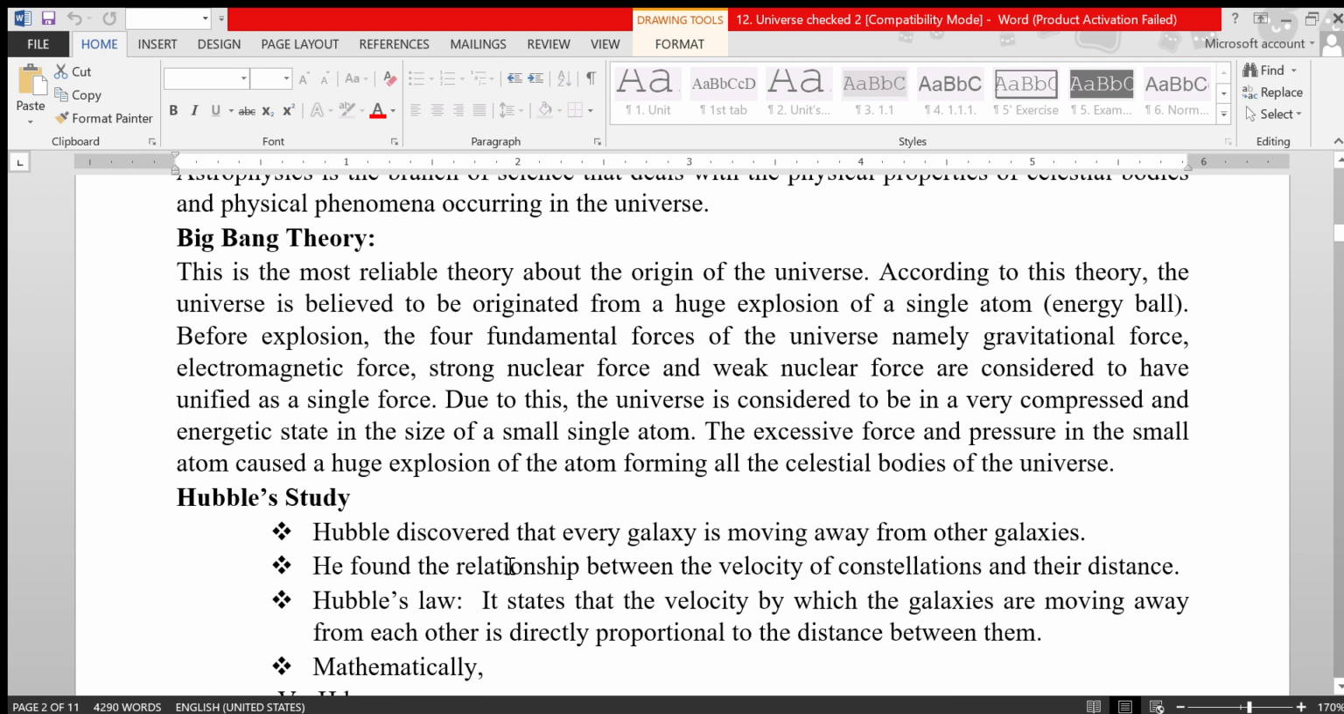Hubble study. Hubble discovered that every galaxy is moving away from other galaxies. He found the relationship between velocity of galaxies and their distance. Hubble's law states that the velocity by which galaxies are moving away from each other is directly proportional to the distance between them.